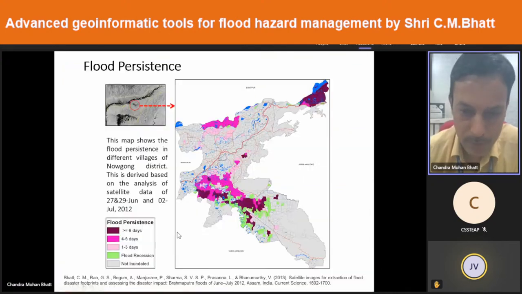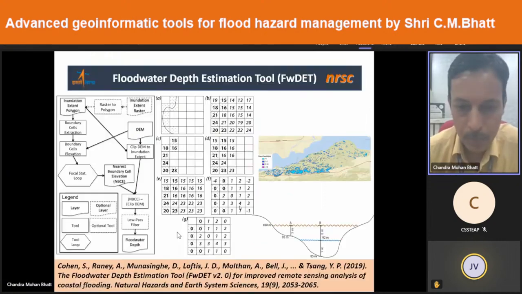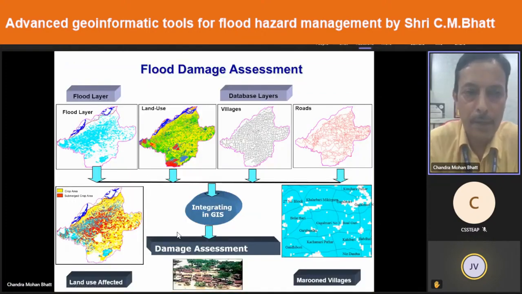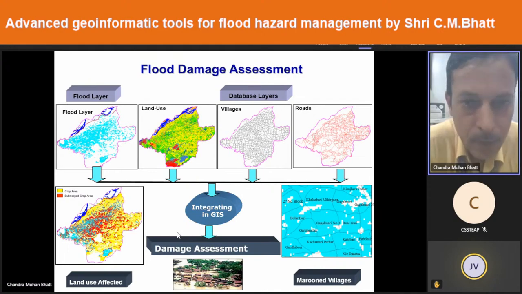Because only the extent cannot help you. Once we have the extent and the duration, we know these areas are flooded, and we also know the duration, the number of days. But whether the depth is also critical: if depth is less, even if it is flooded for 10 days, it has not so much potential of being impacted as compared to the areas with higher depth. So depth also is important information once you are trying to develop any flood mitigation strategy.